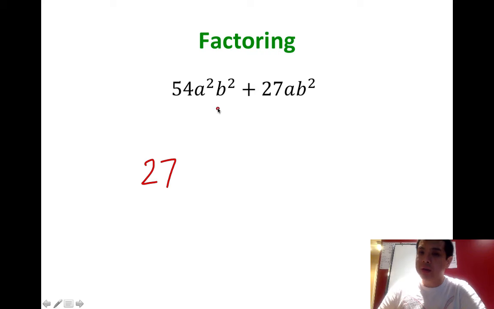Then we take a look at the variable parts. We have a squared and an a on this one, so we can take out a single a. Over here we have b squared, and here we have b squared. We can take out two b's because both of these terms have two b's in them. So b squared.